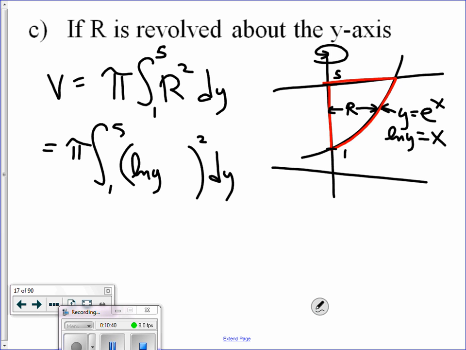I would never give you an axis rotation that was somewhere in the middle of the region. It has to be outside of it. Okay. Minus 1. Questions on this one? All right, moving on to the next one.